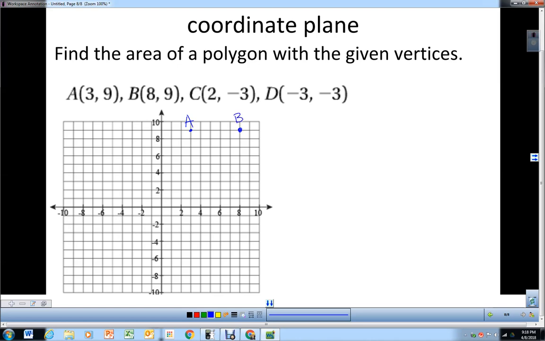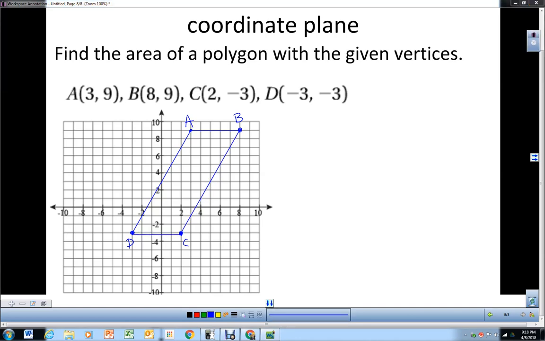C is going to be located at 2 and -3. So that's going to be down here at C. And then D is going to be over to the left, -3, -3. So this is going to be C, this is going to be D, and it says, what is the area of the shape that we've drawn? So I'll connect the lines here so we can see a little bit better. These are horizontal lines, so we can just count those.